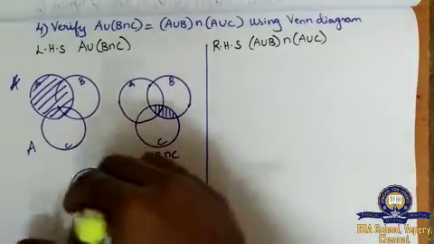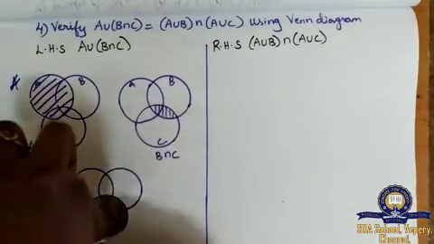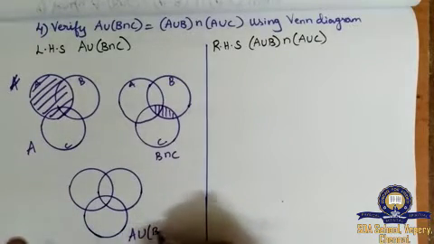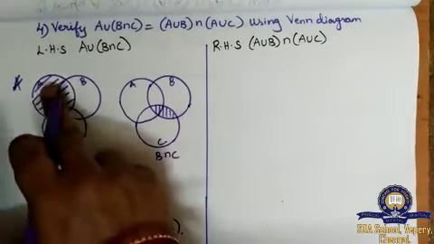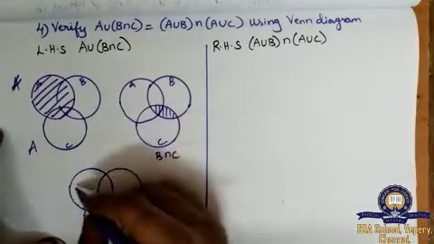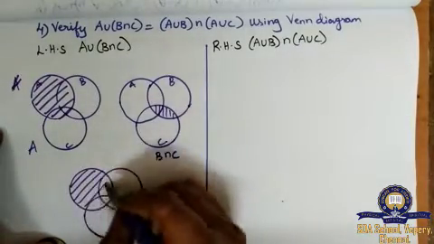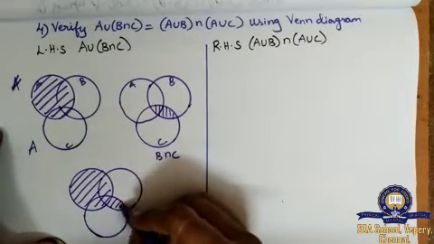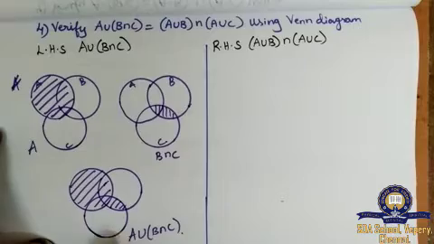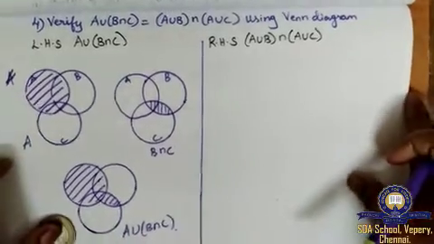A union B intersection C. So the A part is fully shaded, then this part. So I have to shade the full part of this and then this part. Clear? A union B intersection C. Next we'll go to RHS.